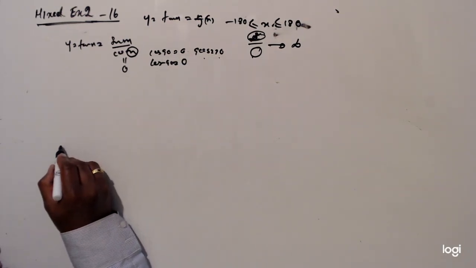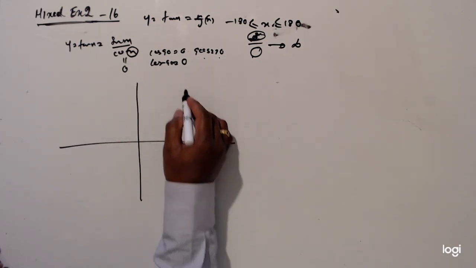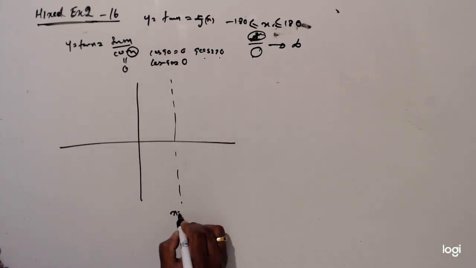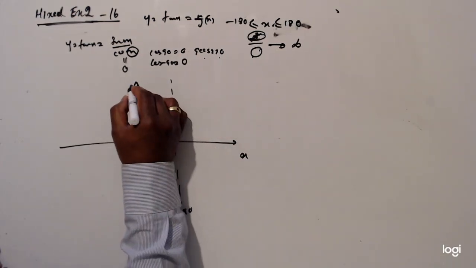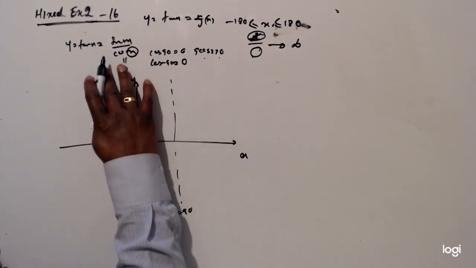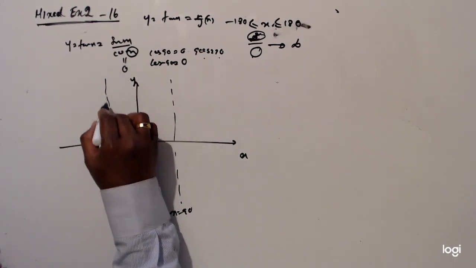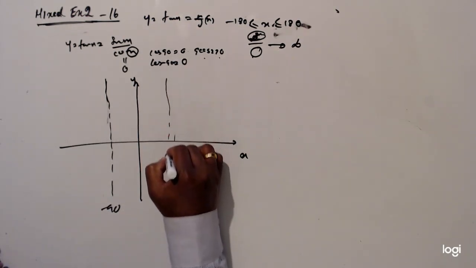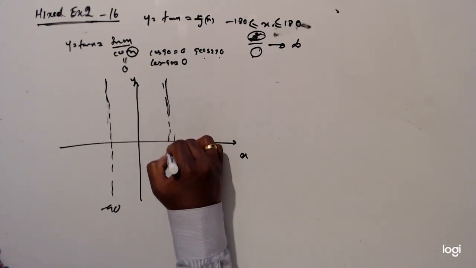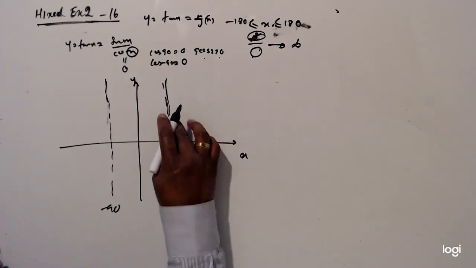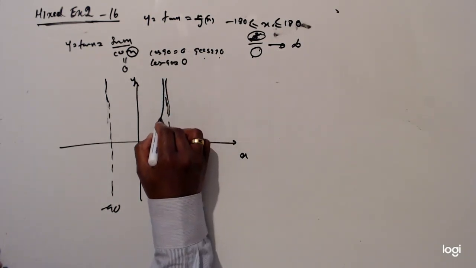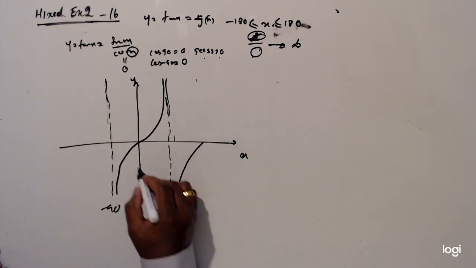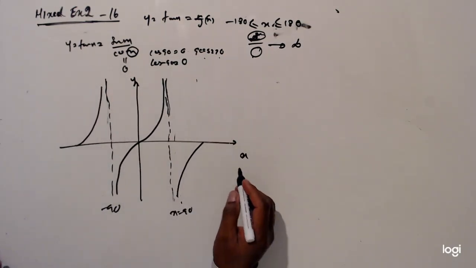So likewise, in the tan graph, x equal 90 is an asymptote, and this is y, and x equal minus 90 is also an asymptote. So usually we put a dotted line for the asymptotes, and the graph is going to be like this. So this is the tan graph.